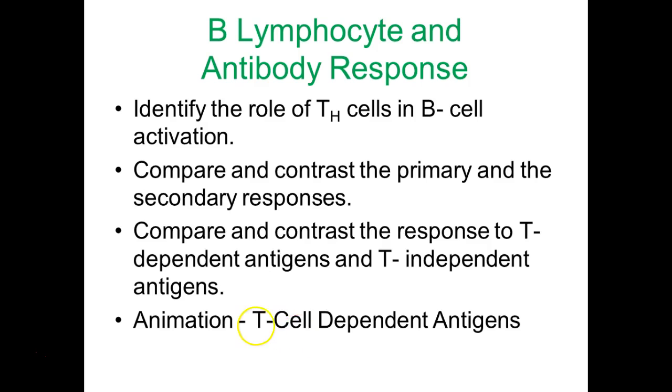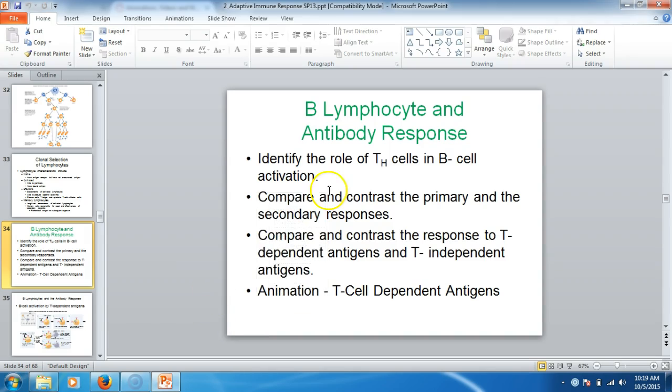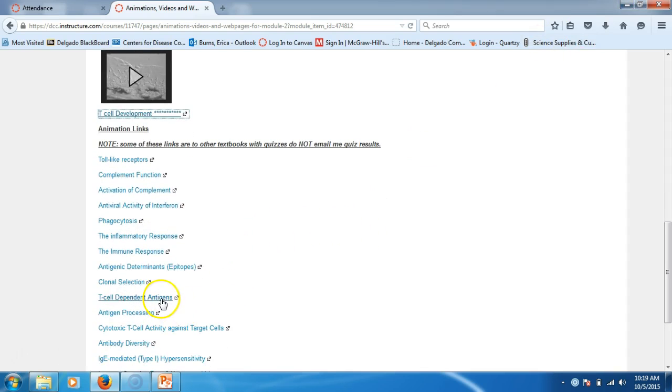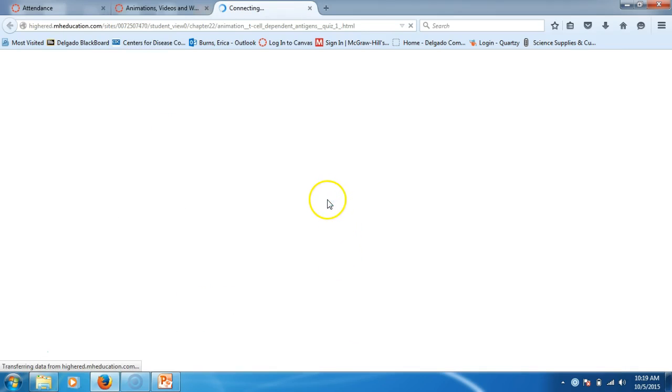So T-dependent, and I'm going to actually play that animation today. So I'm going to go to that one. So T-dependent antigens. This is when you need the T cell help in this process.